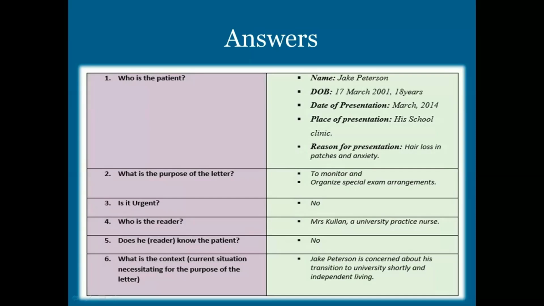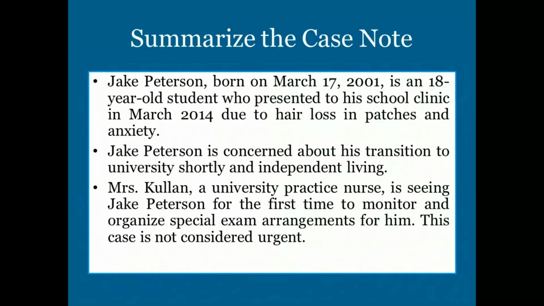Now this has given you an overview of what the case note is about. Let's put everything together. From the questions, these are the pieces of information I gathered, and we've put them together here. Jake Peterson, born on March 17, 2001, is an 18-year-old student who presented to his school clinic in March 2014 due to hair loss in patches and anxiety. Jake Peterson is concerned about his transition to university shortly and independent living. Mrs. Conlan, a university practice nurse, is seeing Jake Peterson for the first time to monitor and organize special exam arrangements. This case is not considered urgent. This has given the whole picture of the case notes.